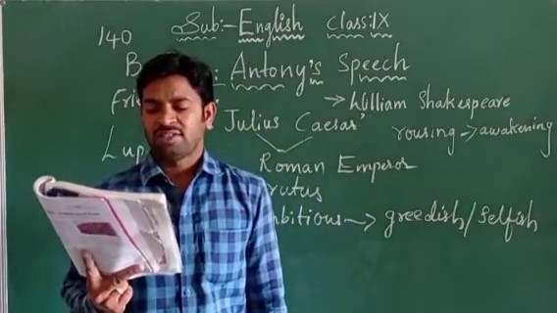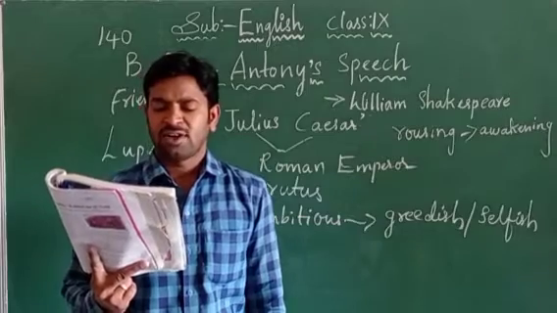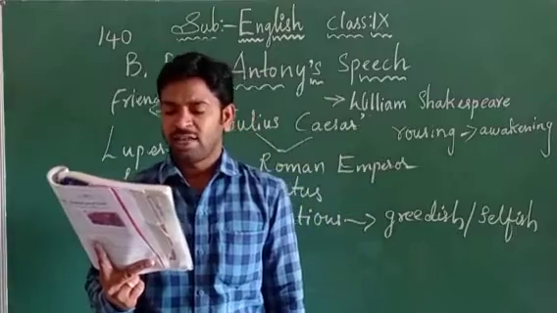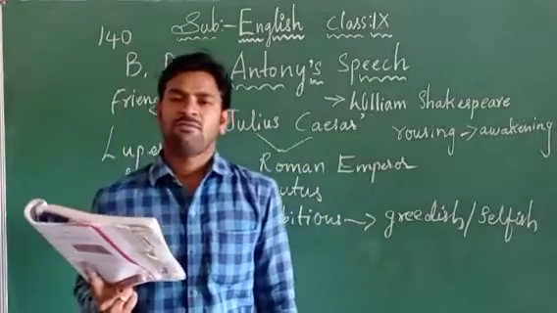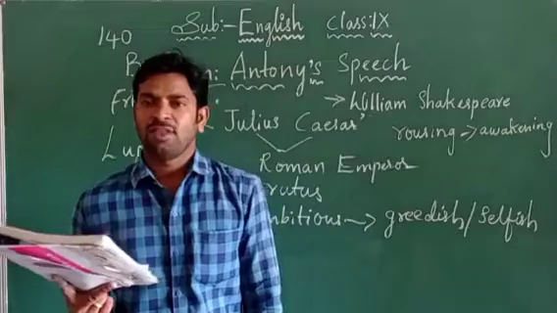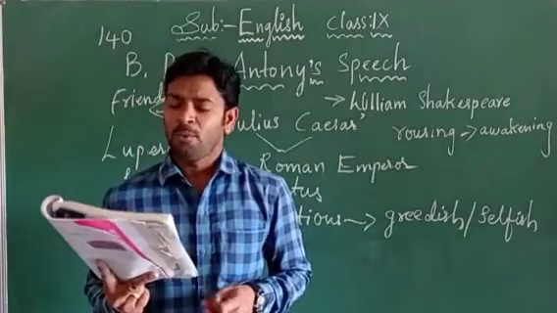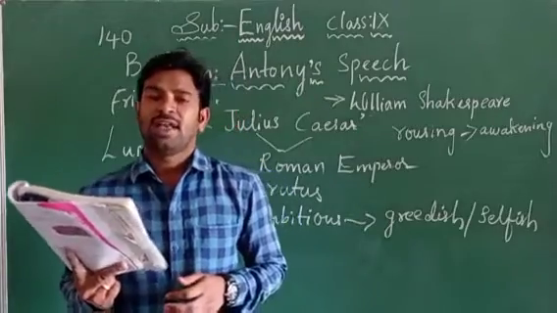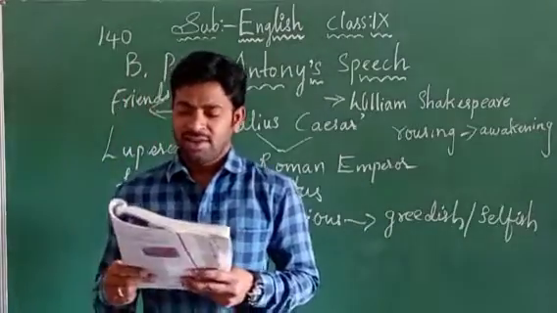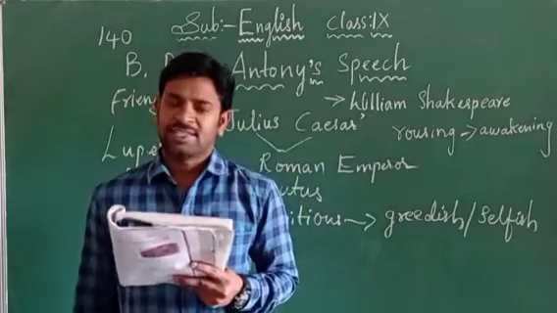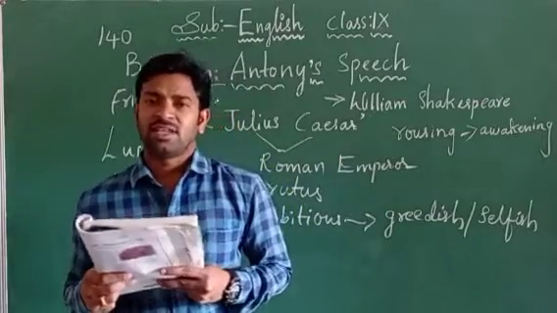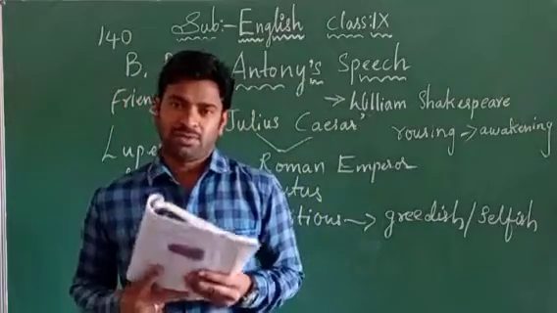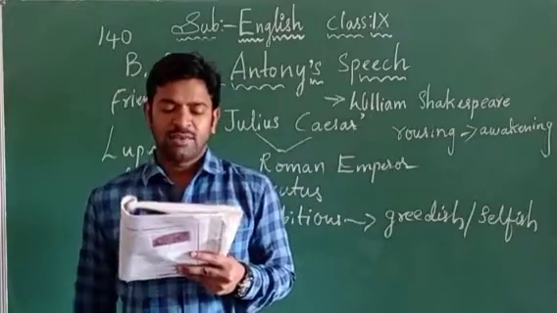His surviving works, including some collaborations, consist of about 38 plays, 154 sonnets, 2 long narrative poems and several other poems also. Even though nowadays we are studying William Shakespeare's plays and poems here, his surviving works include about 38 plays, children. Plays are nothing but dramas. 154 sonnets. Sonnets are poems which consist of 14 lines, children. 2 long narrative poems and several other poems also.